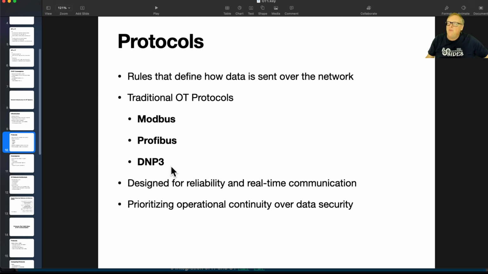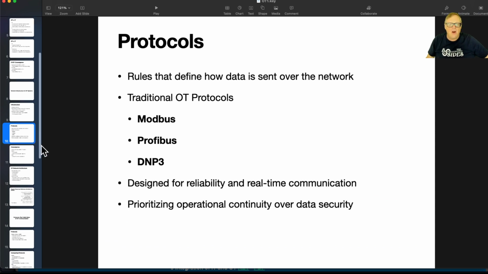These are designed for reliability and real-time communication, and they typically have no concept of security at all, because they were intended to be run just on a local area network within your factory, and there are no passwords or encryption or authentication of any kind, because simple physical presence in the room was considered sufficient authorization to operate the device.